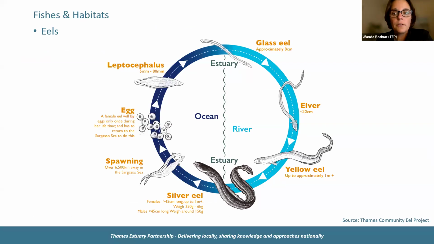They can live up to 30 years in freshwater habitats, and when they reach the point when they are ready to reproduce, they make the same journey back to the Sargasso Sea where they spawn and eventually they die. And then, of course, the cycle starts again.